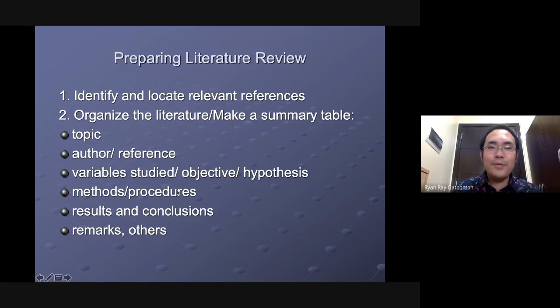All right? So after locating the relevant references, organize your literature or make a summary table which contains the following columns: your topic, the author reference, the variables of the study, the methods or the procedures, the results and conclusions, and your remarks on that particular literature.